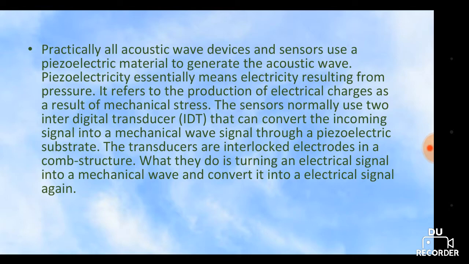Practically all acoustic wave devices and sensors use piezoelectric materials to generate the acoustic wave. The sensors normally use two interdigital transducers, IDTs, that can convert the incoming signal into a mechanical wave signal through a piezoelectric substrate. What they do is turning an electrical signal into a mechanical wave and converting it into an electric signal again.